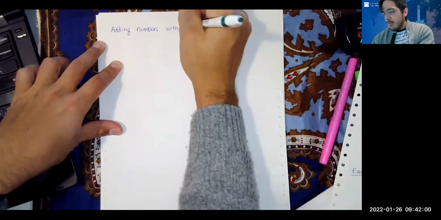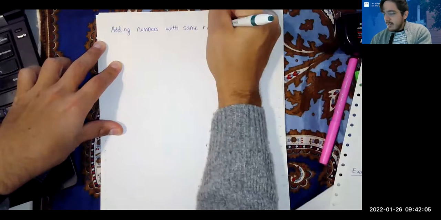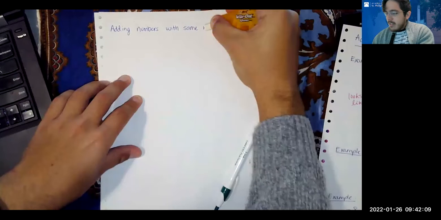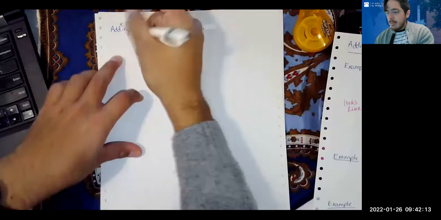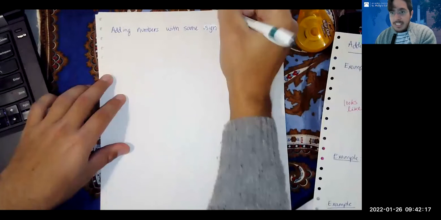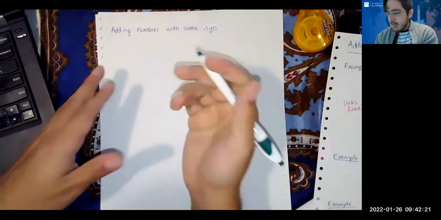This is going to be the rule. Sorry, let me go ahead, I was thinking two thoughts at once and wrote the wrong thing down. So if we're adding numbers with the same sign, and that was the first set of examples that we looked at, you just add the numbers and keep the sign. That is the rule. Add the numbers.